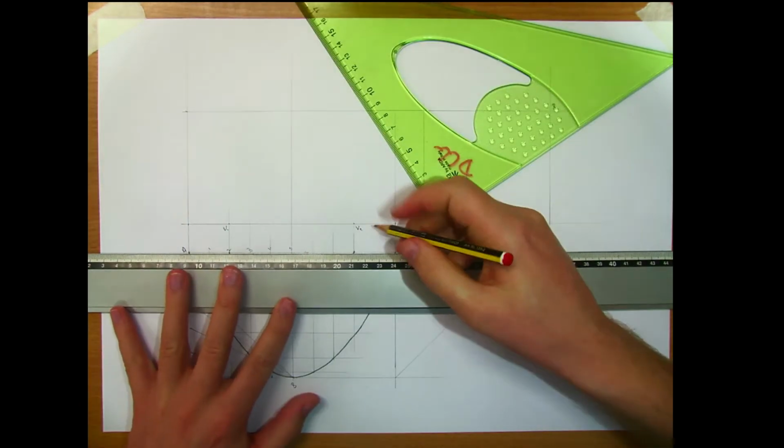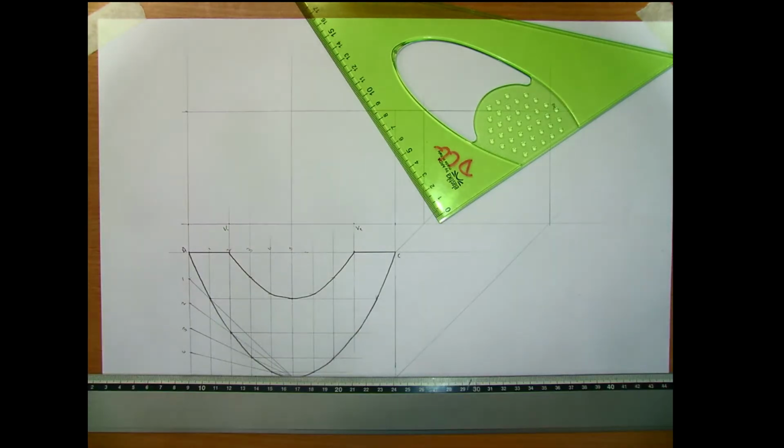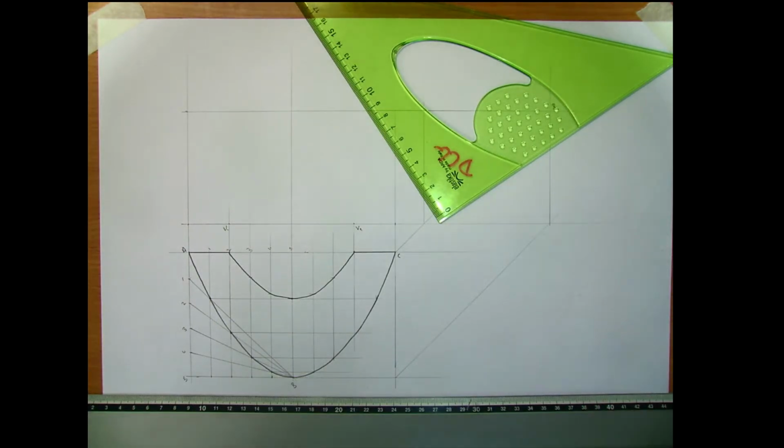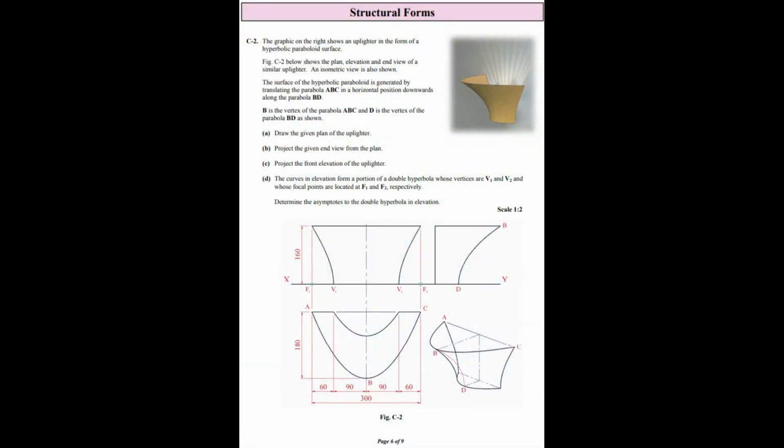So just adding in our two lines here. That completes the plan as asked for in the question. So having a look at the question again, part A there was draw the given plan of the uplighter. Next is going to be project the given end view from the plan.